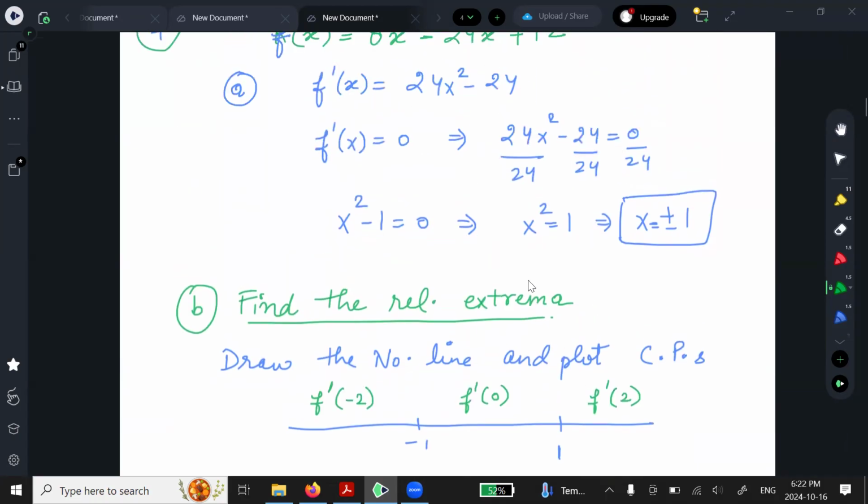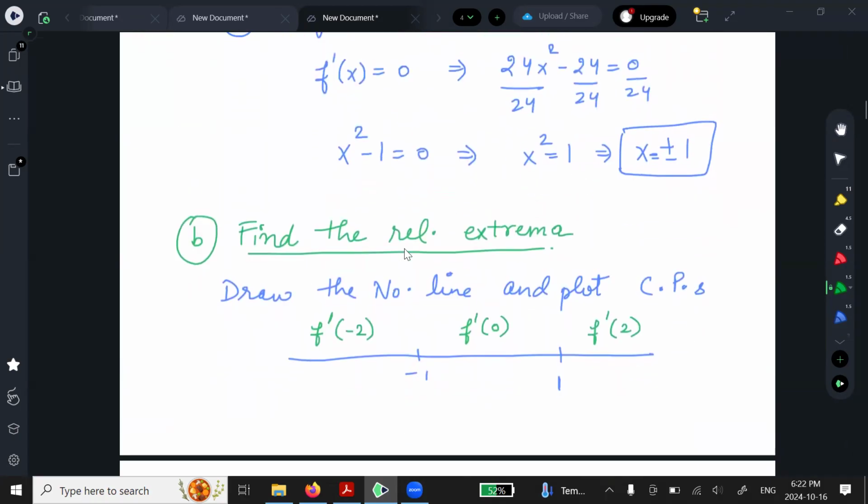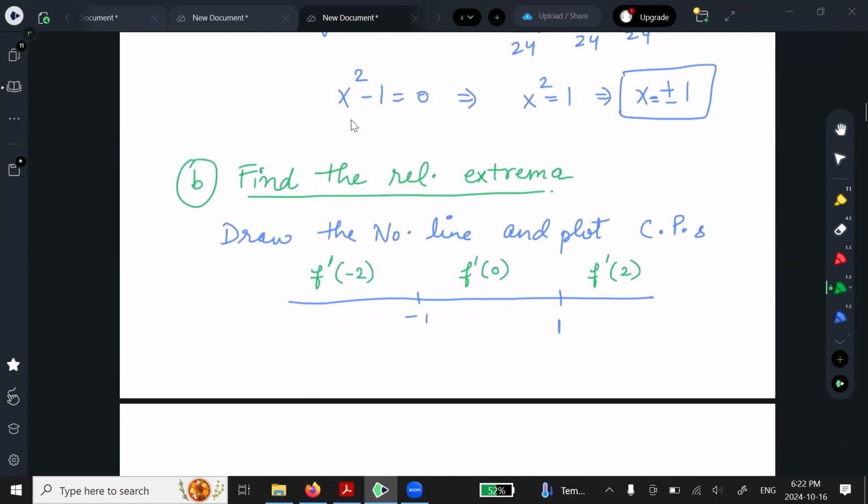Now f prime, you just calculated here, right? It is x squared minus 1, right here. So f prime of -2 will be -2 squared minus 1. It's gonna be positive. F prime of 0, well, that's gonna be negative, and f prime of 2 is going to be positive again, right? Because the derivative is right here.